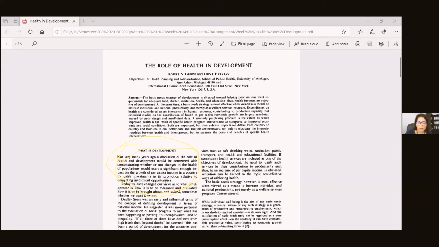How do I scroll this down? Now, here is the approach to development, the basic needs strategy. So it's quite people-focused development. It begins with the people themselves. And here, it talks about the evaluation of social progress. Remember, I talked about how you measure development? How do we measure that something is moving forward or backward?